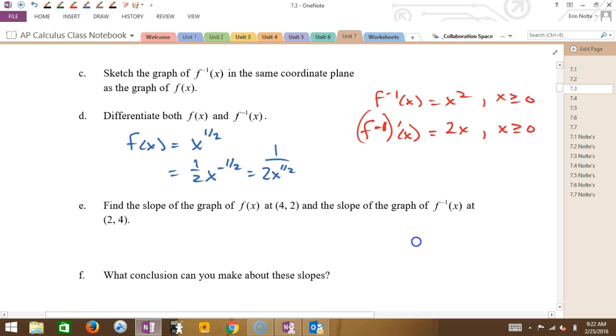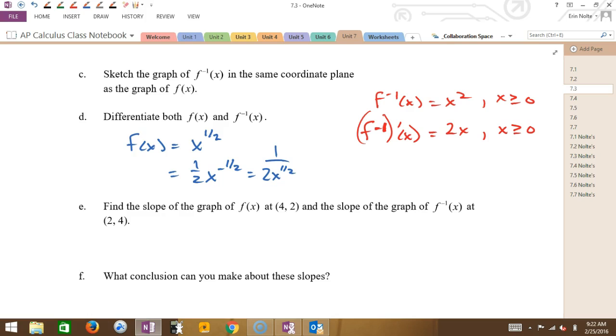Okay, so for question E, it says find the slope of the graph of f of x at (4, 2). So for my blue one, how would I find the slope at the point (4, 2)? Plug what in? X. The x into the derivative, exactly. So I would plug 4 into the derivative. I have 4 to the 1/2, which is 2, and 2 times 2 on the bottom, I get 1/4.